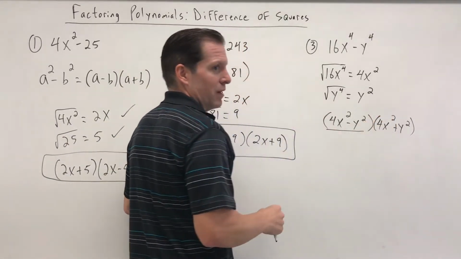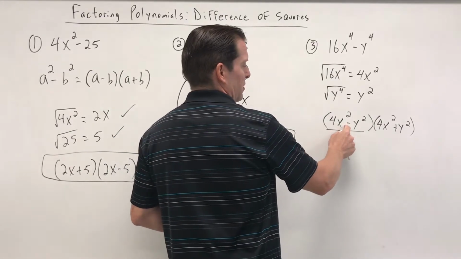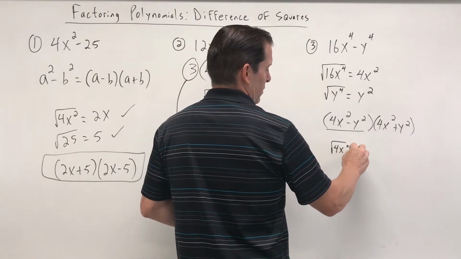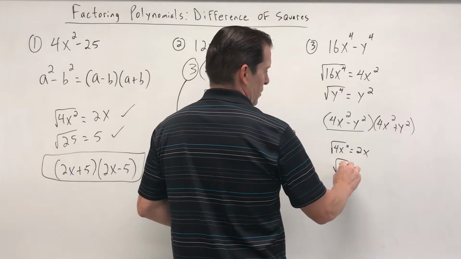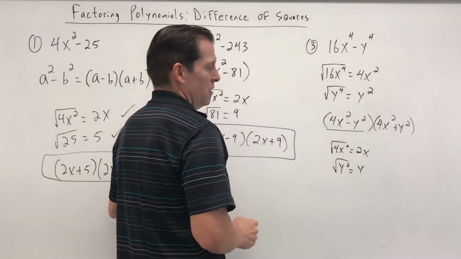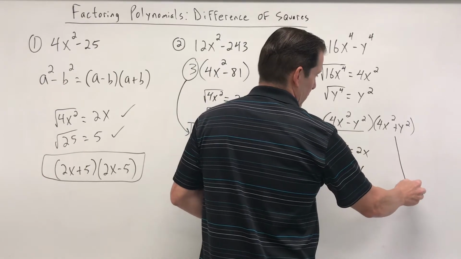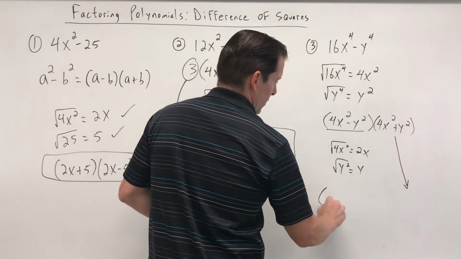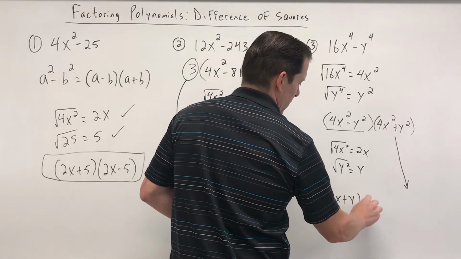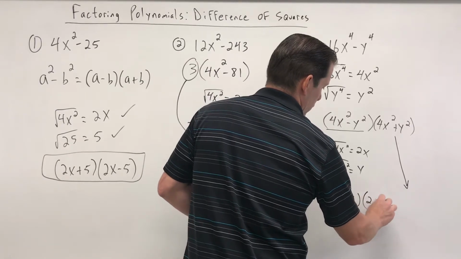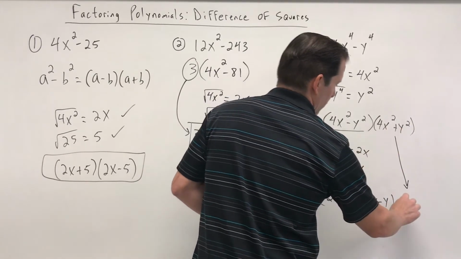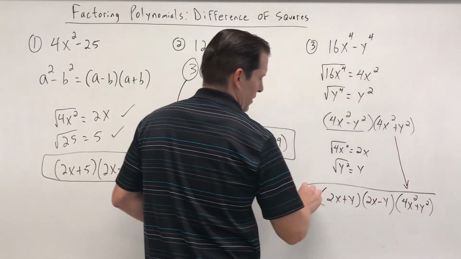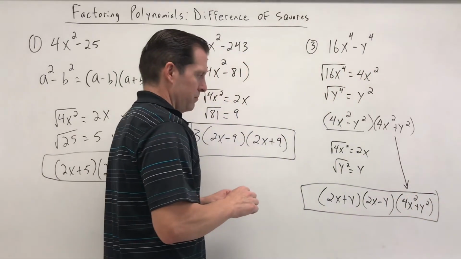Obviously with the plus, you don't have to worry about it because there's no such thing as the sum of squares. But here, you say, all right, well, let me look. This 4x squared, that is a perfect square. The square root of 4x squared is 2x, and the square root of y squared is y. So make sure you put an arrow here. You don't want to forget this also. And then we're going to put this in that special pattern again. So it's going to wind up being 2x plus y times 2x minus y, and then our other factor, which is 4x squared plus y squared. That is the complete factorization.